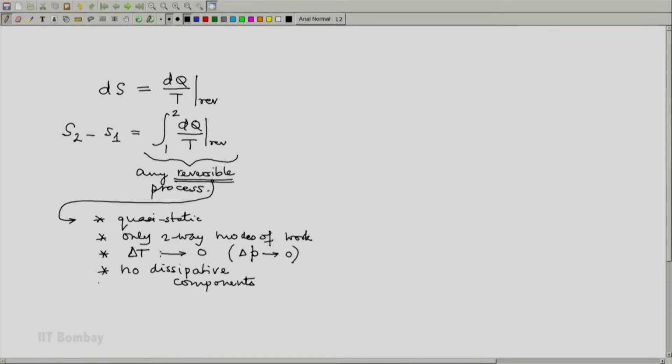And not only our system, but all systems involved must execute reversible processes. If we do this, then we will be able to implement a reversible process and then integrate dq by T over such a process and we get S2 minus S1. Now the question is, which reversible process? Linking two states of a given system, there could be more than one.